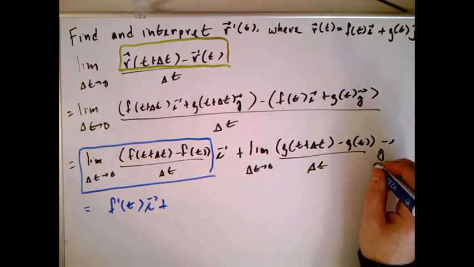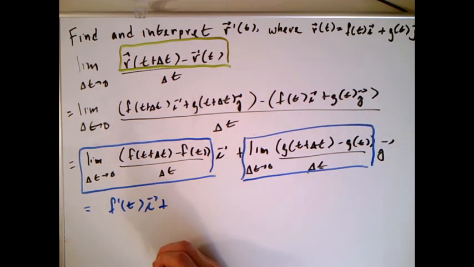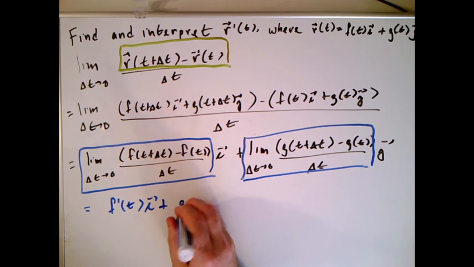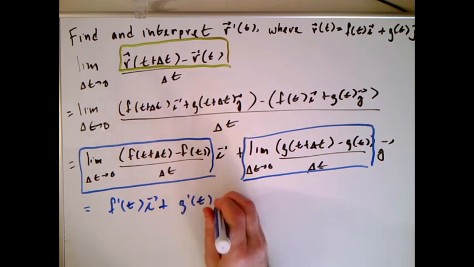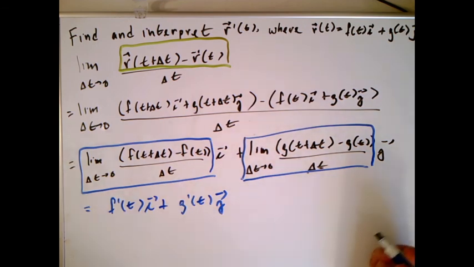Same thing here. When I look at that thing right there, the j doesn't actually come into the calculation. There's no t's in the j. What I'm going to get is g prime of t j. If there were three variables and there happened to be a k, it would just be it again.